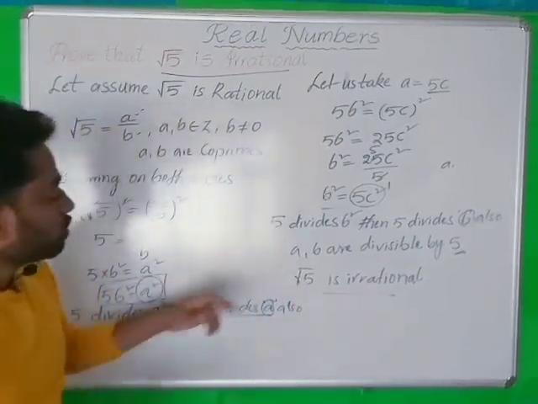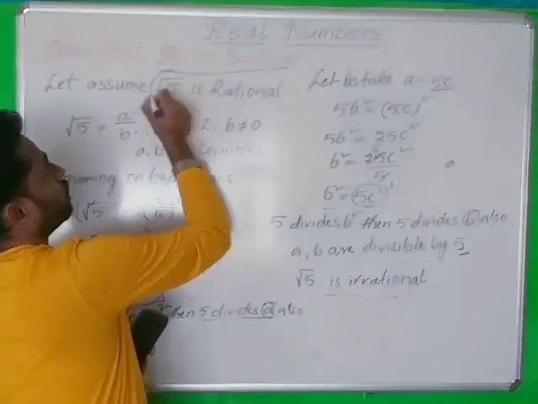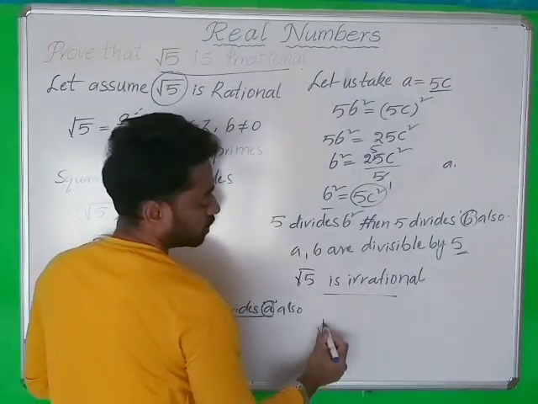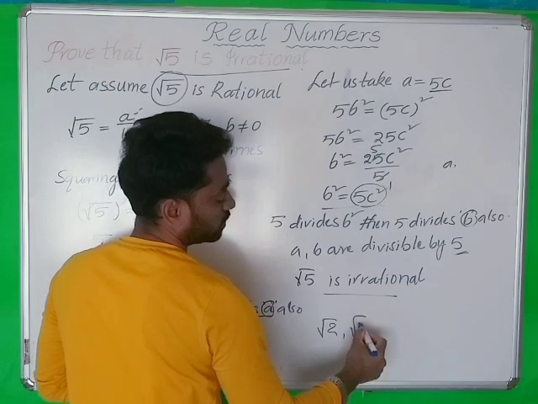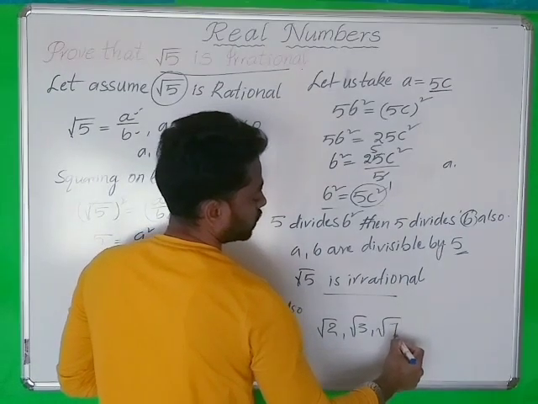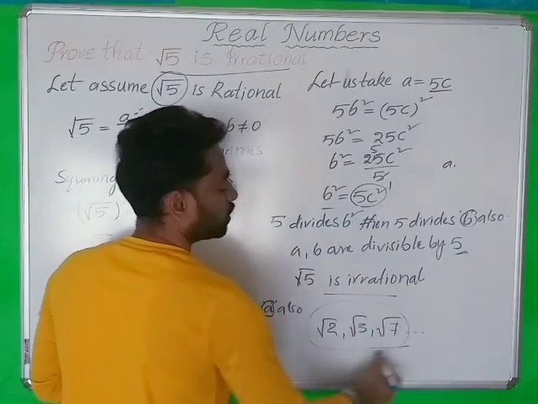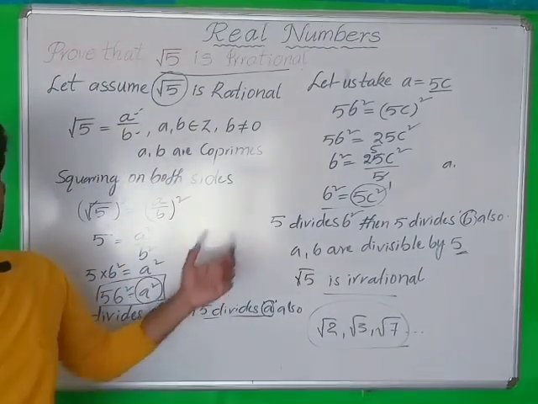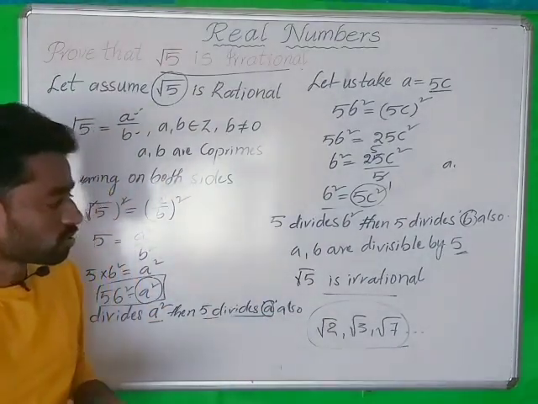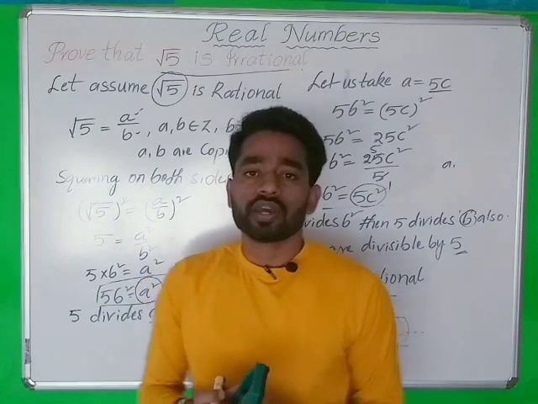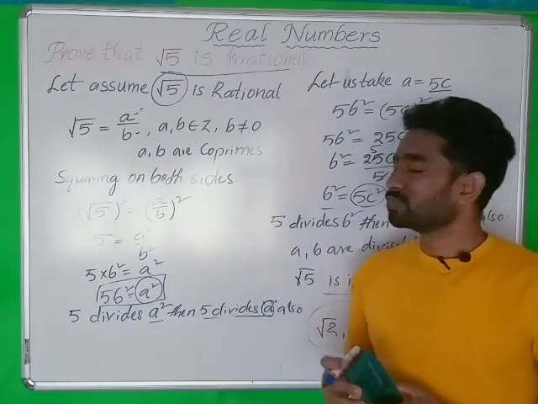Okay, so now we have proved root 5. In the same way, square root of 2, square root of 3 and square root of 7, and so on, every problem we can solve in the same process. I hope that you have understood my explanation.